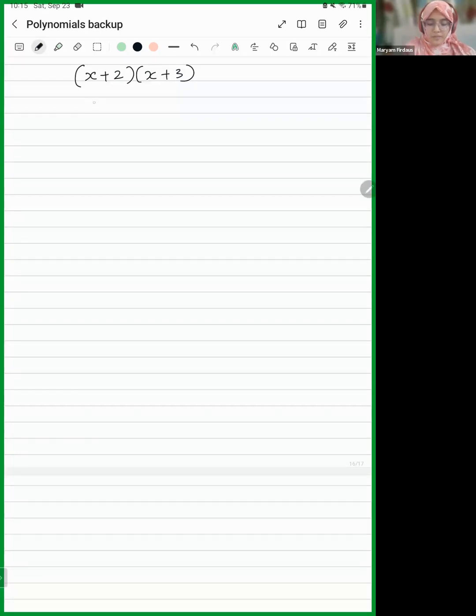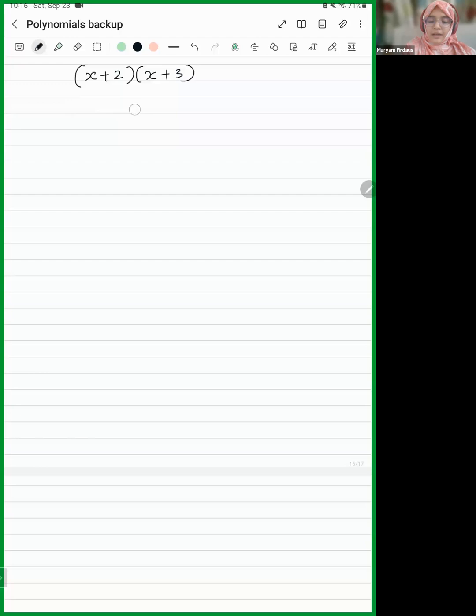But where's the middle split term in this? No, we are not splitting the middle term right now. We are just solving this, just expanding. I will multiply x plus 2 by x plus 3.